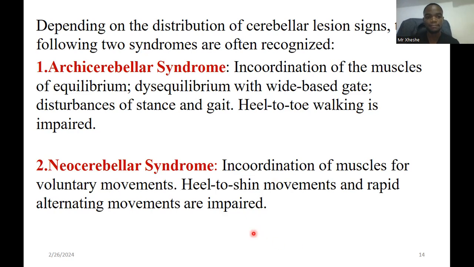So two groups, archicerebellar syndrome and neocerebellar syndrome. Archi is equilibrium or balance. The neocerebellum is coordination of movement. And this is where we end for today concerning the cerebellum.